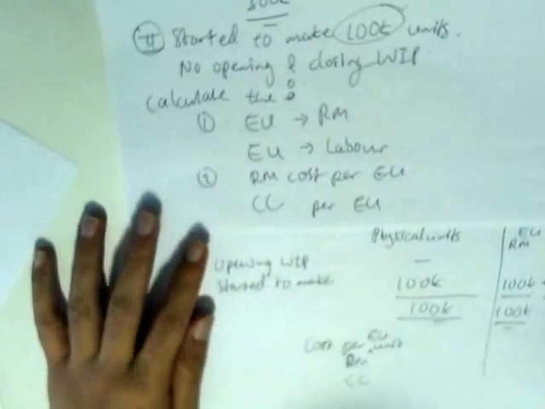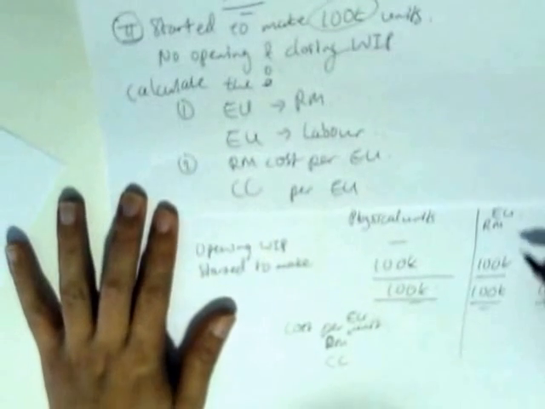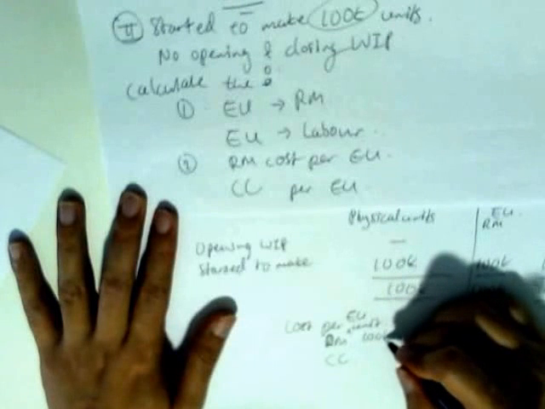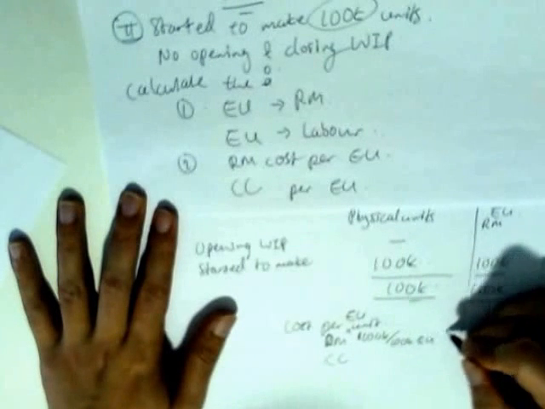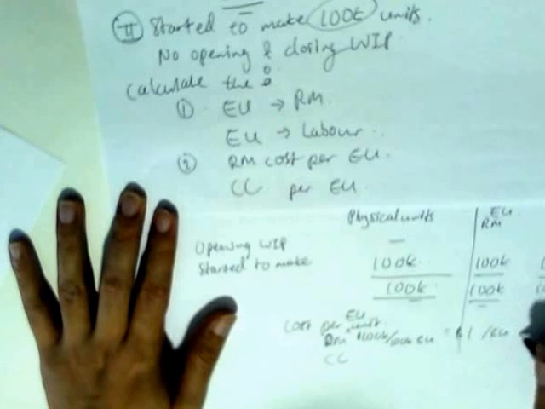Okay, let's go on to this. Total material cost is 100,000. Equivalent unit for raw material is 100,000. So simple, $100,000 divided by 100,000 equivalent unit. So therefore, it works out to be $1 per equivalent unit.